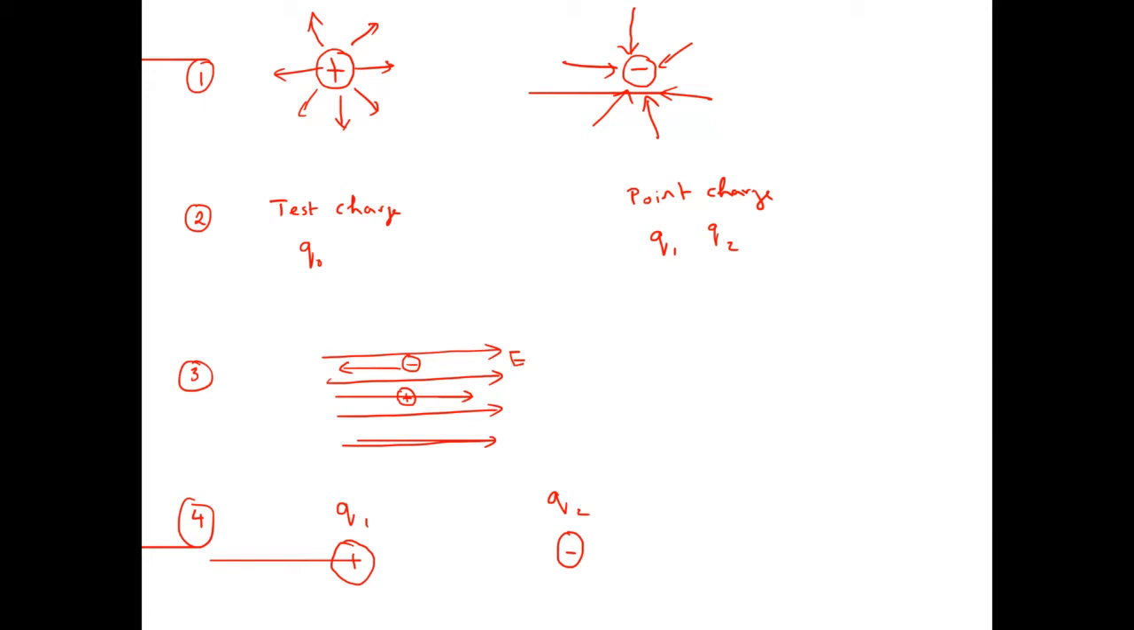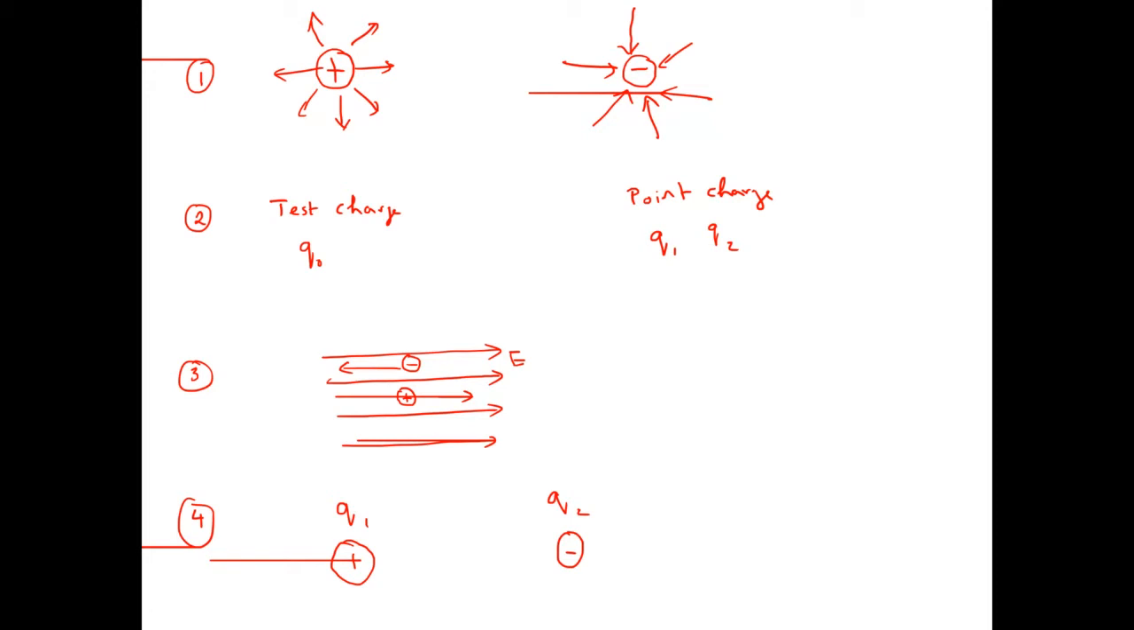Our third point: if you have a uniform electrical field, and you put a positive charge in the field, what will happen? The positive charge moves in the direction of the electrical field. But if you put a negative charge in the electrical field, what will happen? It will move in the opposite direction to the electrical field lines. This is our third point.